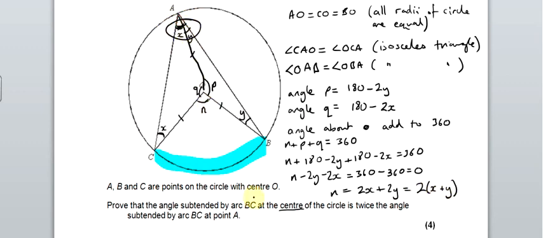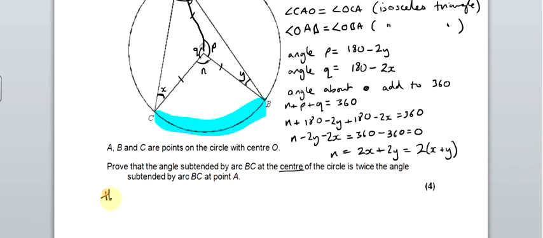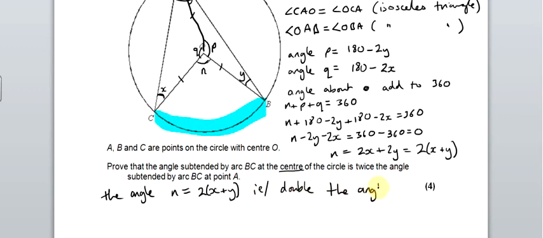So we can conclude now. So the angle at N is equal to 2(x plus y), i.e. double the angle at point A.